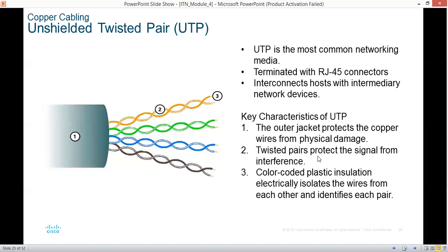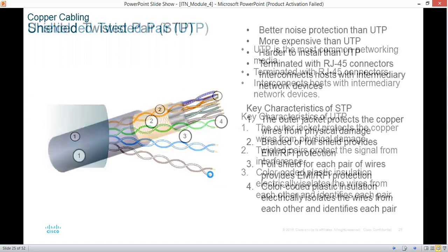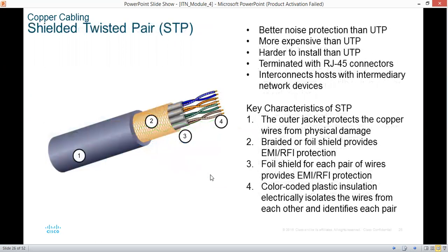Okay, so the twisted pair protects the signal from interference, and the color-coded plastic insulation electrically isolates the wires from each other and identifies each pair. So that's the reason why you have it isolated, to help identify each pair of the cable. So you're using white-blue, blue-white, white-brown; there are different colors. Of course, I'm going to tell us the color codes while you do the practice in the lab.